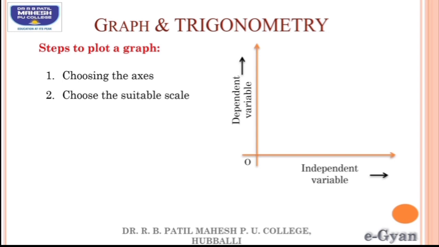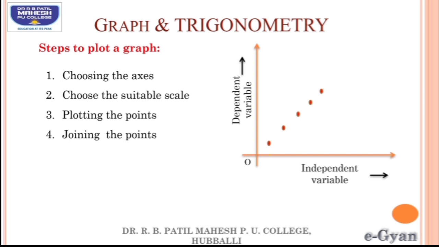Third step, plotting the points. We have to locate the points on the graph. I have shown a few points here and all these points are located on the graph. And step 4, joining the points. Join these points and the line should pass through the origin.